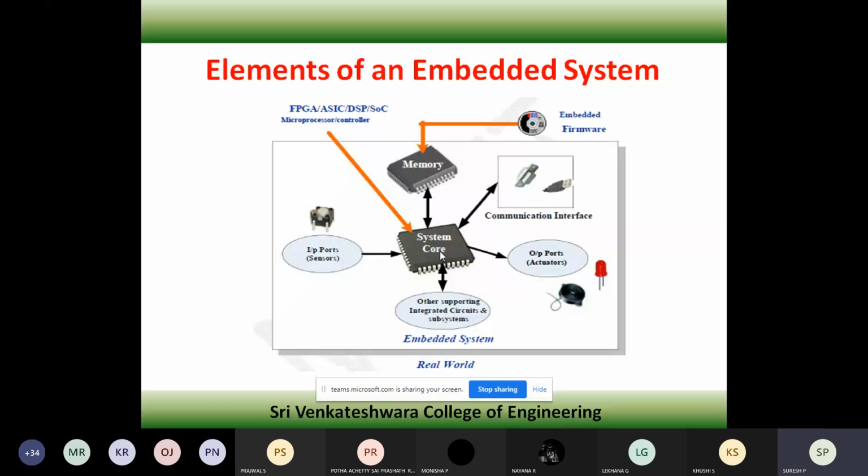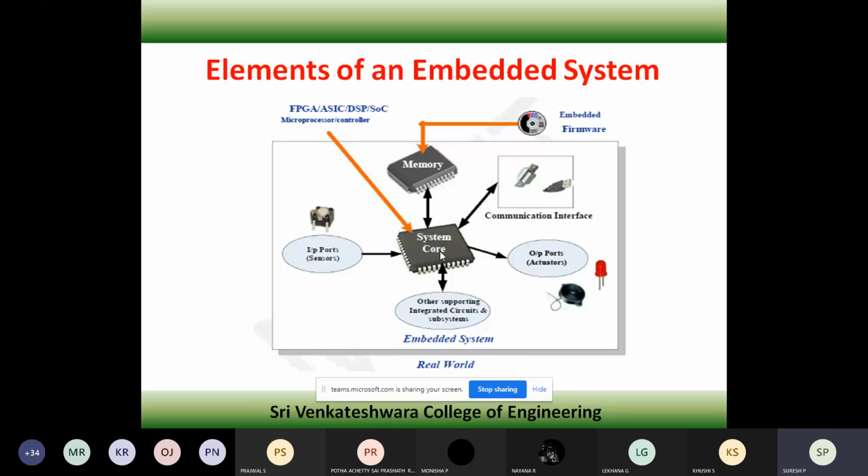Next, when it comes to the other supporting components, if the system has to take some data and analyze it, the processing will be done inside the system core, right? When you have the sensors input, the sensors will take the data. Once it takes the data, it will give it to the system core. Now the system core has to process the data. The system core is nothing but a CPU, which is performing that.